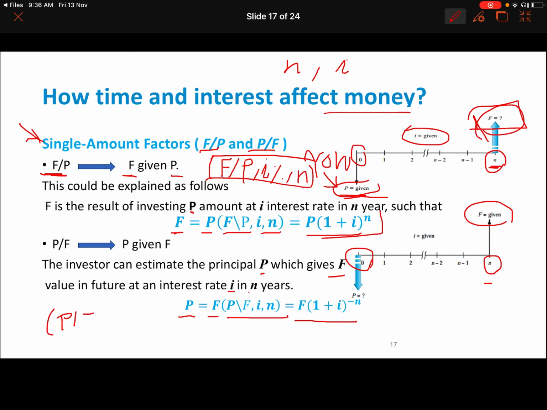This bracket, P given F, I and N, or F given P, I and N, can be easily estimated from tables. We will learn how to do this in a short time.